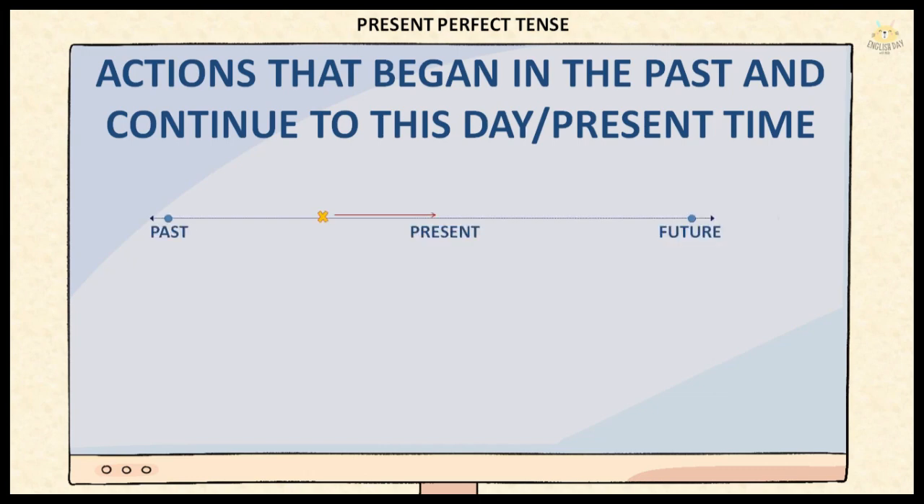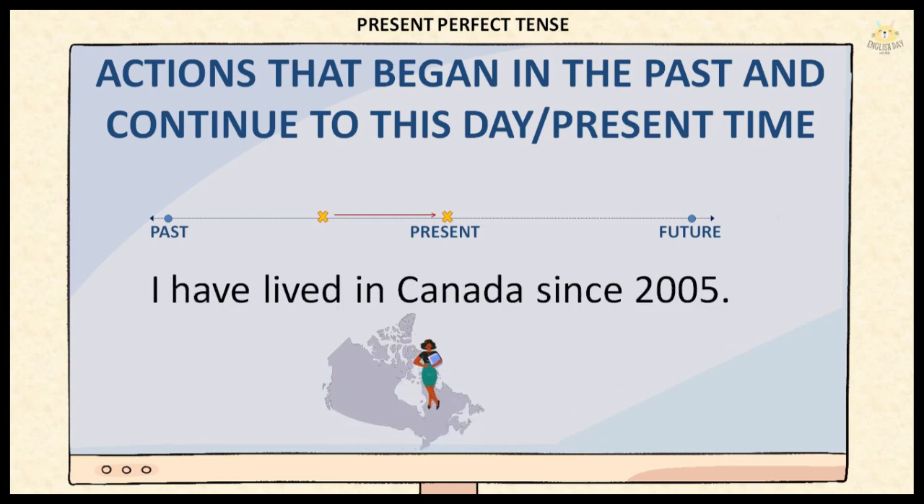So in our diagram, we show here that the X mark is the action that began in the past and continued up to the present time. Now our example is, I have lived in Canada since 2005. So the speaker of the sentence is stating that she or he started living in Canada in 2005 up to the present time.